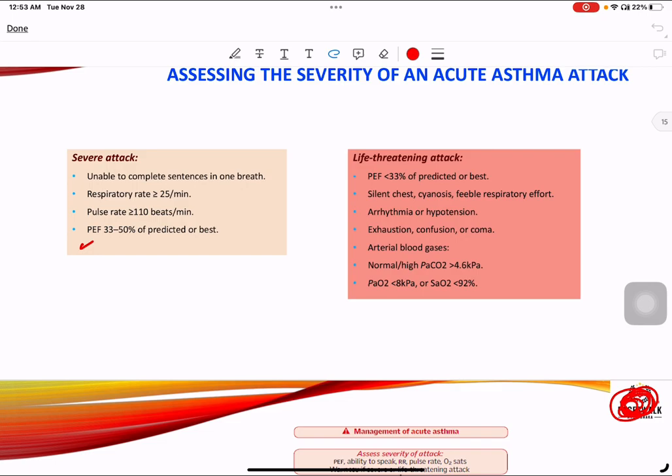But when the peak expiratory flow rate on the peak flow meter is less than 33% of predicted or best, when there is silent chest, cyanosis, feeble respiratory effort, arrhythmia or hypotension, when the patient is exhausted, confused or in coma, when the patient has hypercapnia or type 2 respiratory failure with hypoxia or arterial oxygen saturation more than 92%, we can say the patient has life-threatening bronchial asthma.